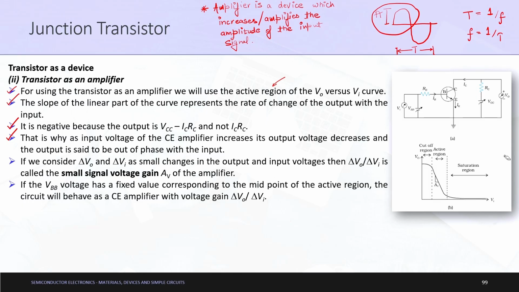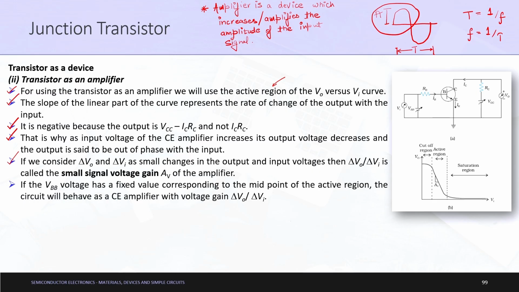Okay. So, that is why as input voltage of the CE amplifier increases, its output voltage decreases, and the output is said to be out of phase with the input. I think it is now clear what it means to be out of phase with the input. We will try to mathematically calculate it also in the subsequent slides, but for now just understand the meaning of out of phase with the input.